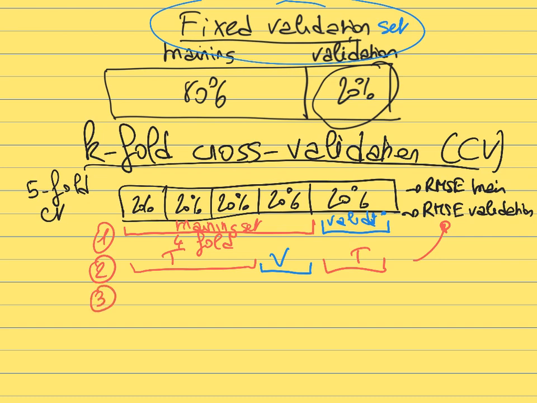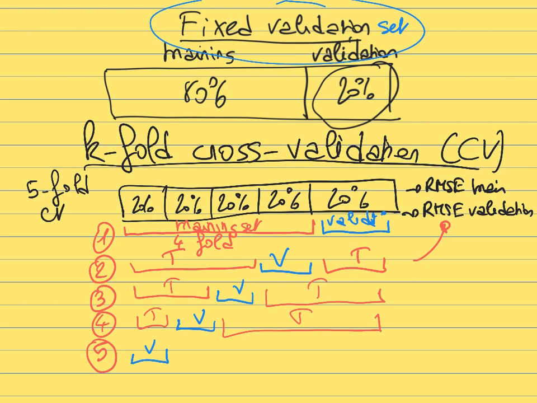And then you will repeat that k times, where k is the number of folds. So in this case, you will repeat that 5 times, where you will select now, in step number 3, this fold. Step number 4, you will select this fold. Step number 5, you will select this fold as your validation set, and you will always train the model based on 80%. That's going to be your training set. So you always train the model based on 80% of the data, and you validate it based on the remaining 20%.